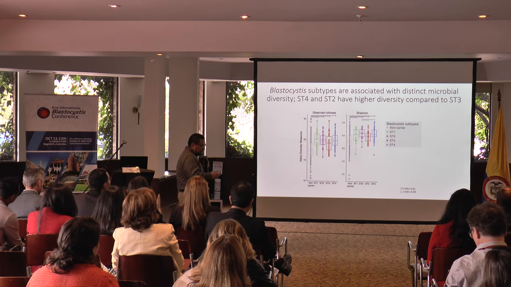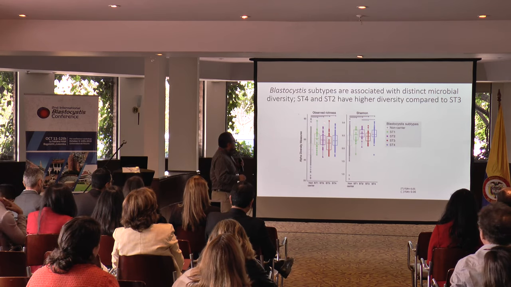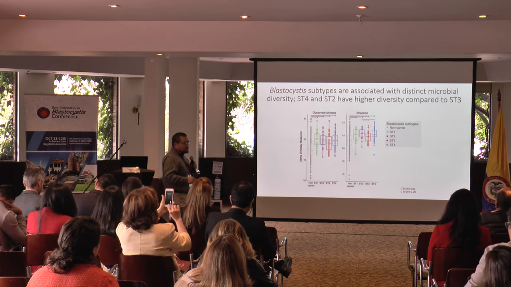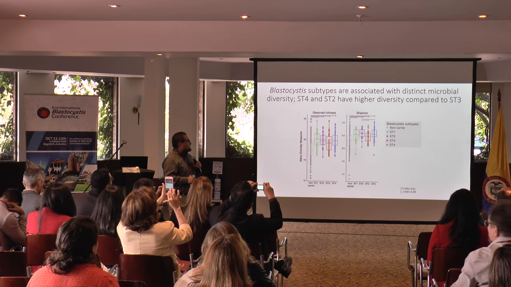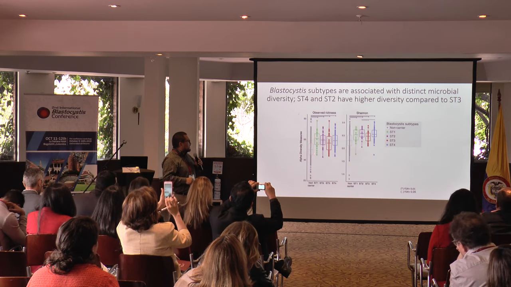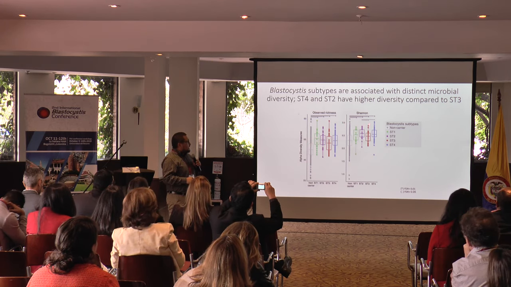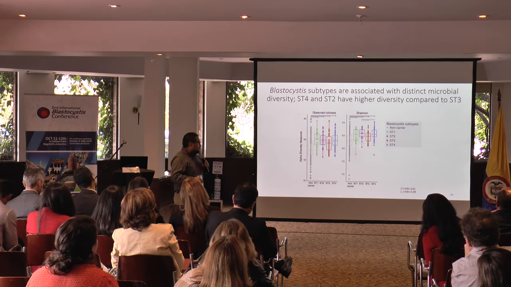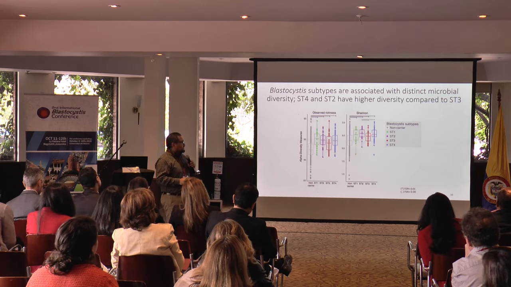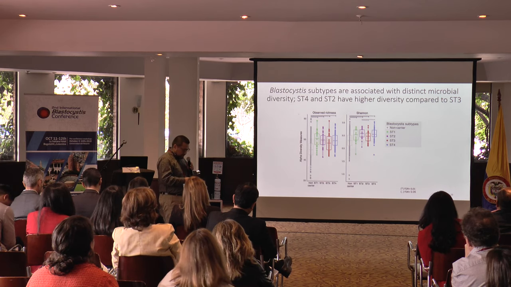Finally, in terms of diversity, bacteria and archaea diversity, we found that all the subtypes have higher bacteria and archaea diversity compared to the non-carriers. And subtypes 2 and 4 have higher bacteria diversity compared to subtype 3.